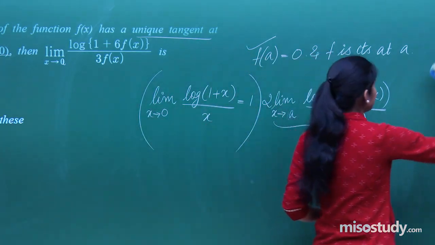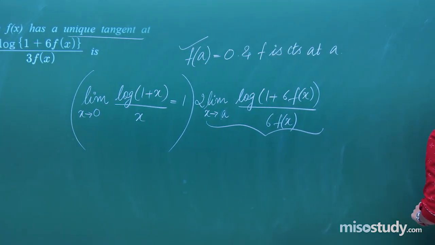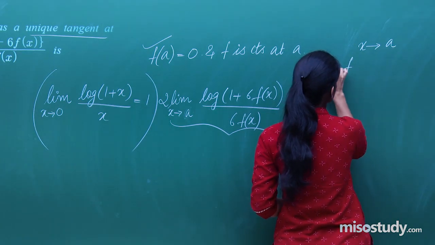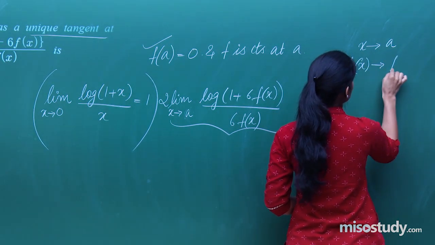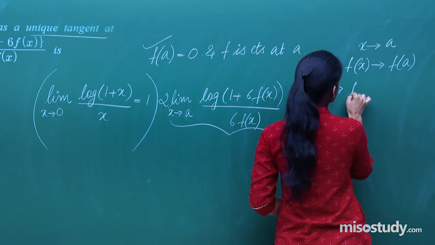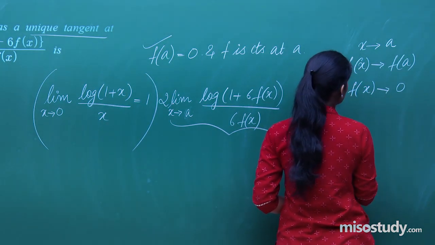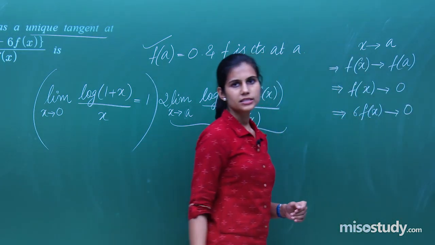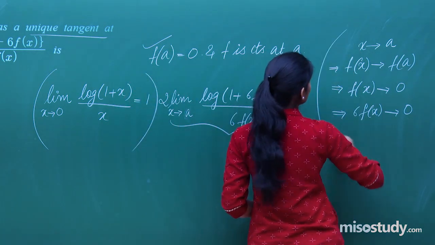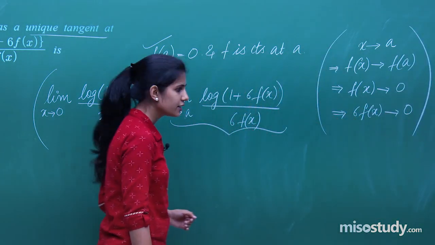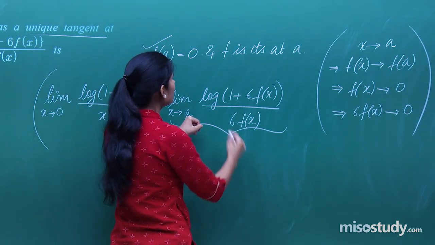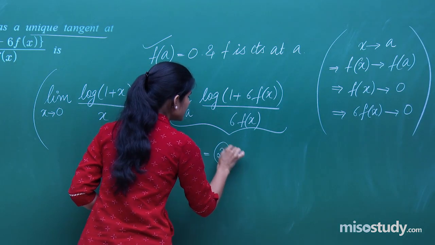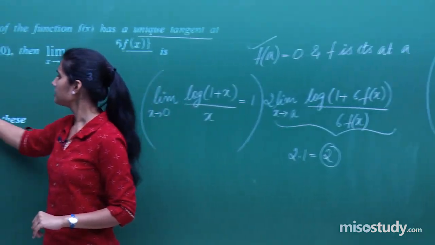Now see, if x is tending to a and f is continuous at a, this is very beautiful, this implies f(x) tends to f(a), but f(a) is 0, so f(x) tends to 0, which obviously means 6f(x) also tends to 6 into 0, which is 0. So basically if x is tending to a, then 6f(x) is obviously tending to 0. So with 6f(x) tending to 0, log of (1 plus 6f(x)) upon 6f(x) is 1. So you get 2 into 1, that is 2 as your answer.